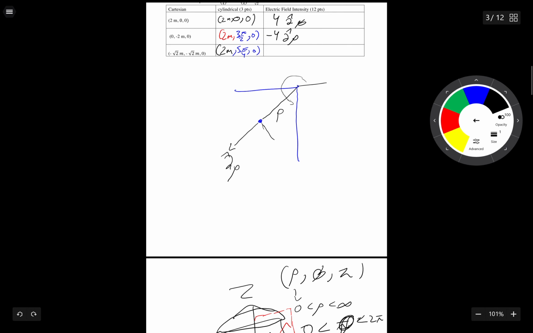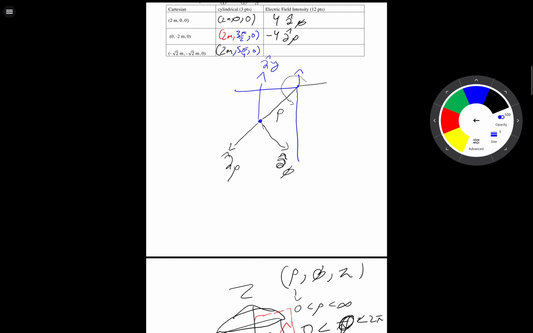So we have our a sub phi in this direction, and we are already given an electric field in Cartesian, in this a sub y direction. So now we have to figure out what our a sub rho and a sub phi are, because our electric field will have a component in both of them.